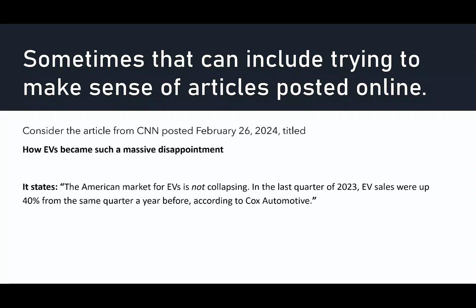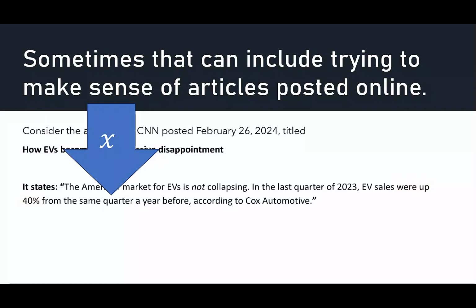Consider, for example, this article from CNN posted February 26, 2024 titled How EVs Became Such a Massive Disappointment. As you read through the article, it states that the American market for EVs is not collapsing. In the last quarter of 2023, EV sales were up 40% from the same quarter a year before, according to Cox Automotive. So, in addition to the fact that the title of the article is in complete contrast to the data in the article, we also don't have any real solid data on the number of sales. We do know sales were up 40%, but we don't know what the same quarter was the year before.